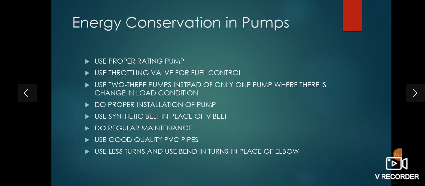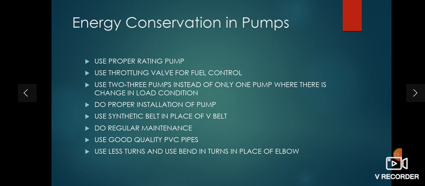Now, energy conservation in a pump. How to conserve energy in a pump? Use the proper rating of the pump. Then use a throttling valve for flow control. Then use 2-3 pumps instead of only one pump where there is a change in load condition. If there is a change in load condition, instead of employing 2-3 pumps, if you employ only one pump, it is hard to manage. With multiple pumps, you can easily control the pumping when there is a change in load.